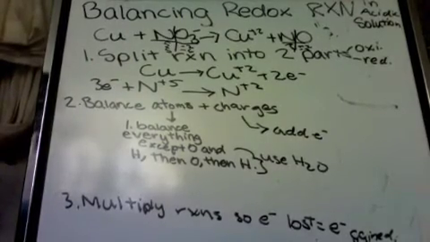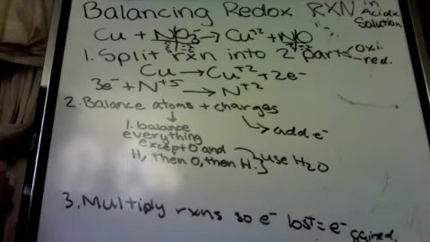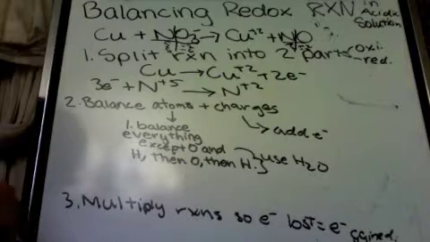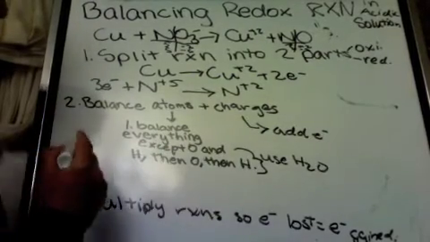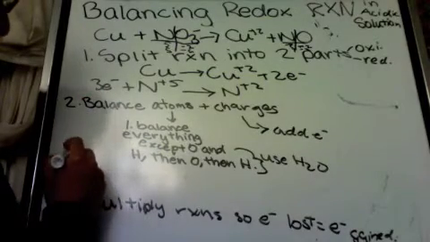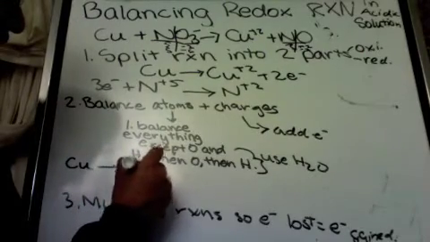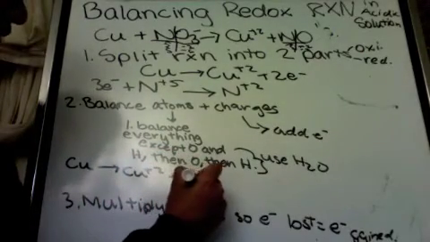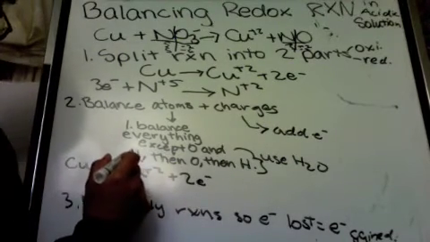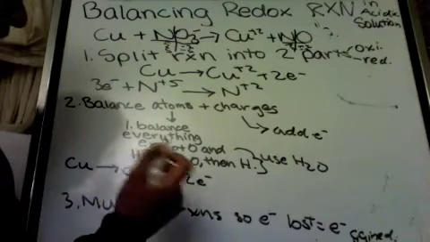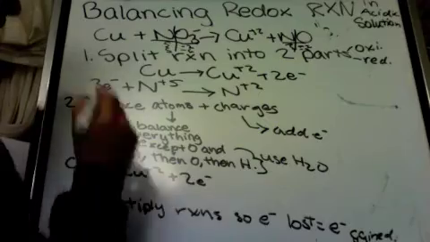Now, from there, you want to balance the atoms, balance everything except O and H, then O, and then H, and with those you use H2O. So in this case, you do Cu goes to Cu plus 2 plus 2 electrons. Now this is 1 Cu, this is 1 Cu, so you don't have to do anything to that. And you don't have to balance O or H, so that's all set.